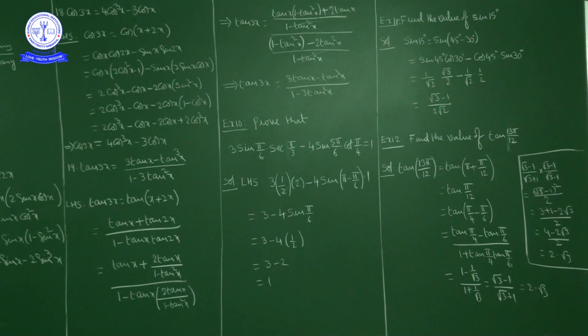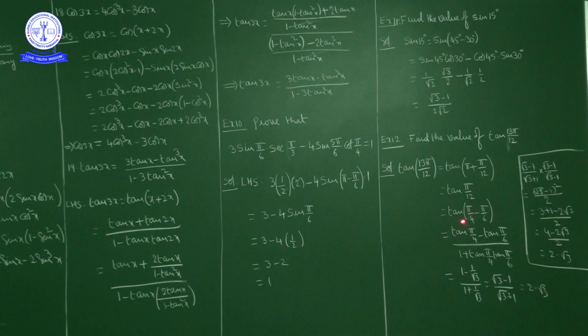Now pi means what? 180 degrees. So 180 by 12 is nothing but 15 degrees. So it is nothing but tan 15 degrees we are finding. Now in the previous problem, sine 15 degrees, what did we write? Sine of 45 minus 30. Similarly, pi by 12 is 15 degrees. What will we write again here also? 45 minus 30. 45 degrees is nothing but pi by 4. 30 degrees is nothing but pi by 6.